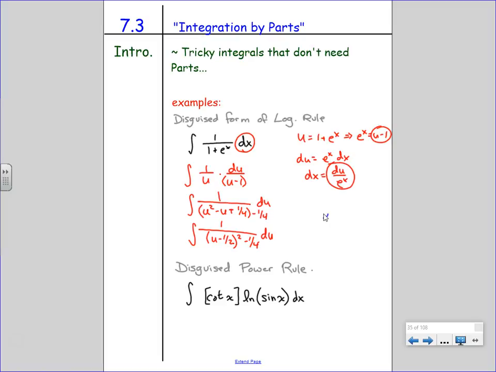Why? Because it's our trick. Is it arctangent? Yes. Is it u squared and a constant squared, which would be 1/2? For the love of God, yes, it is. Isn't it u squared plus 1?